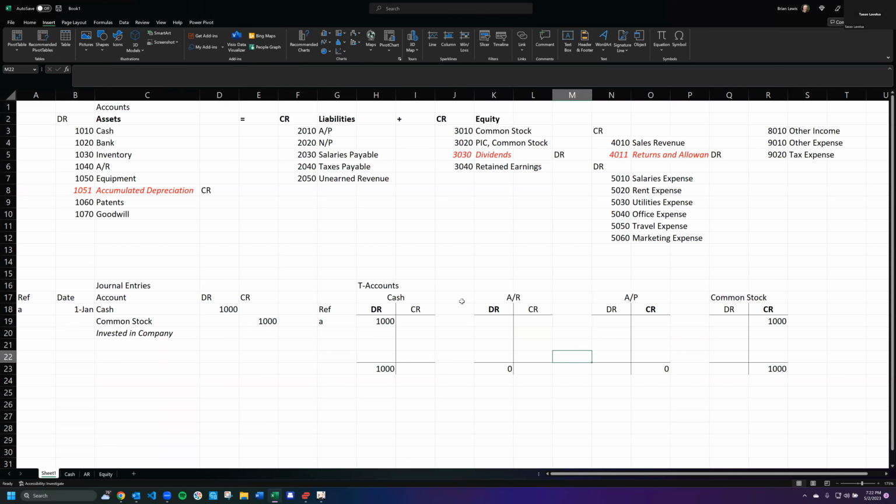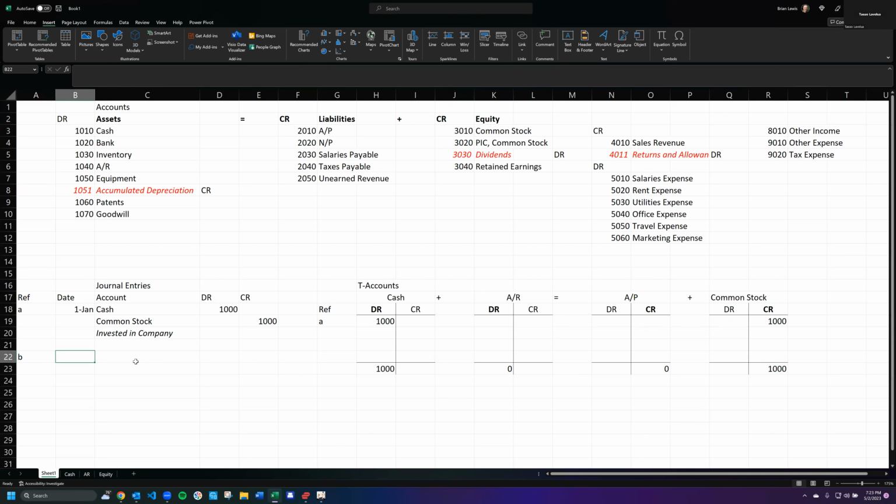So theoretically, right now we balance, because all of our asset accounts equal AP plus common stock, right? Same accounting equation up here. We're just replicating it. So cash plus AR equals AP plus common stock. So 1,000 plus 1,000, we're all good. You following me so far? Yes. All right. So, invested in stock.